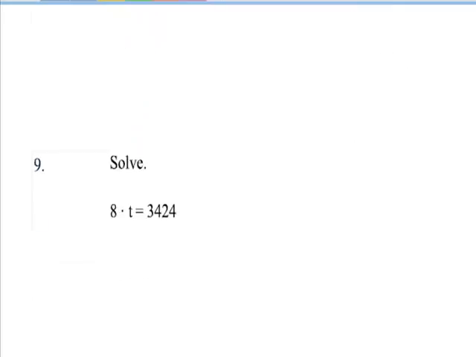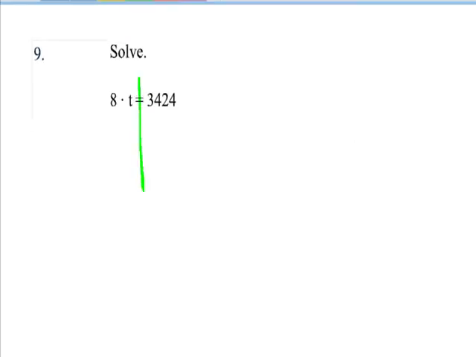All right, one more. I have, once again, an equation that involves multiplication. That means that I use division. 8 divided by 8 is 1, so I have 1t. And I have to divide 3,424 by 8. So 3,424 divided by 8. 8 does not go into 3, so nothing there. But 8 goes into 34.